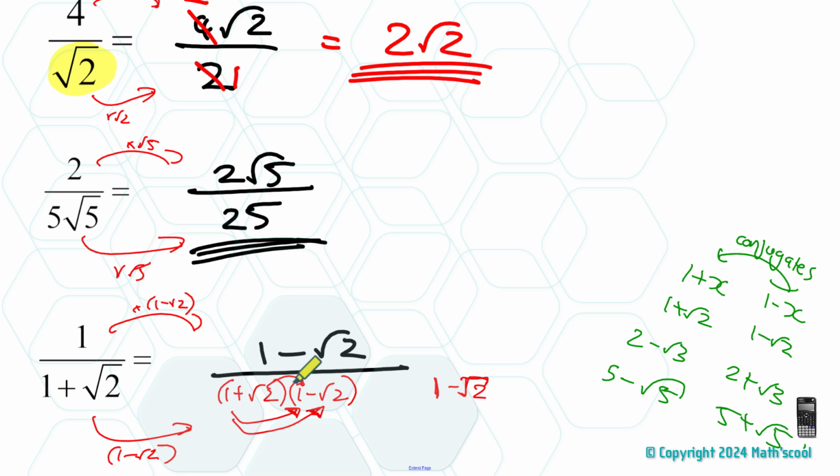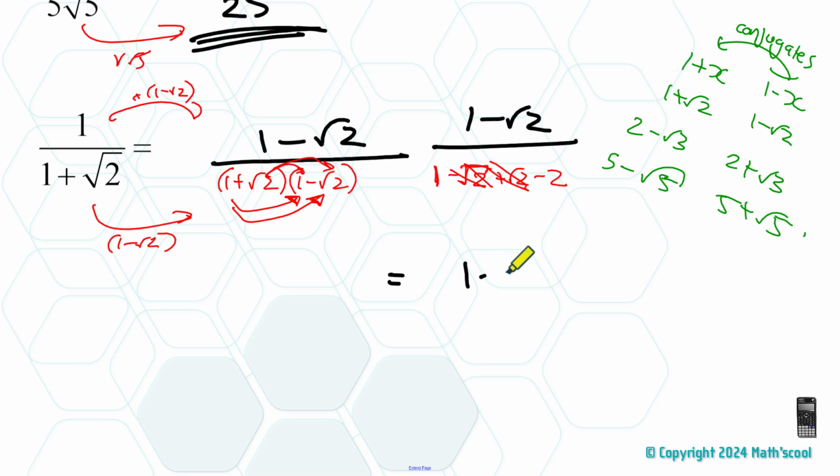And then that's going to give us plus root 2, and so they're just going to cancel each other out. And the last one is root 2 times minus root 2, which is minus 2. The top we haven't changed, so that gives us 1 minus root 2. So the denominator becomes 1 minus 2, which is minus 1.